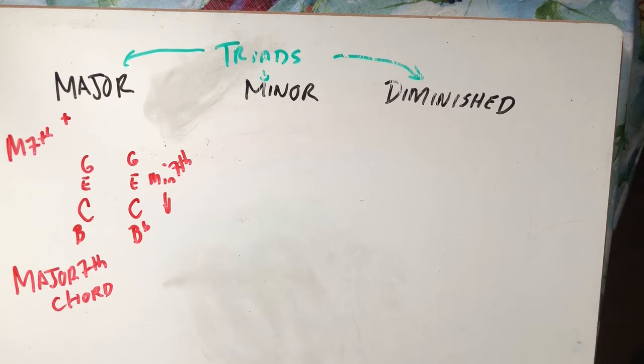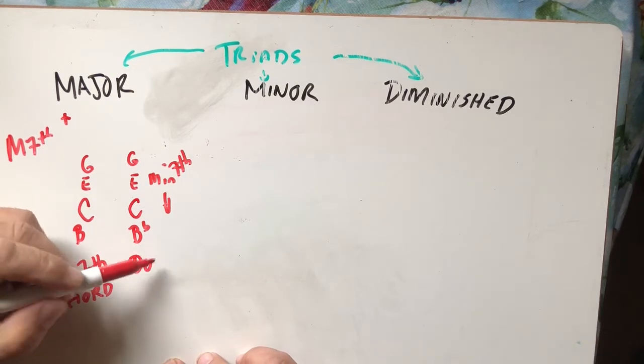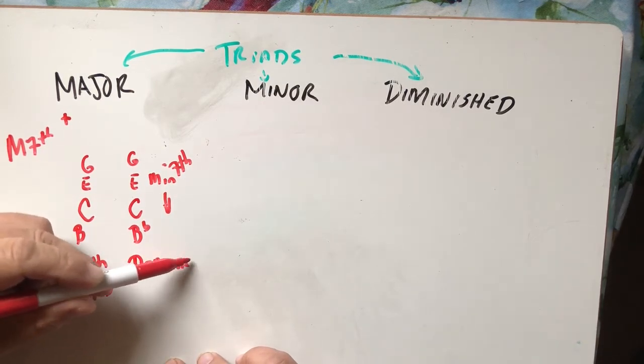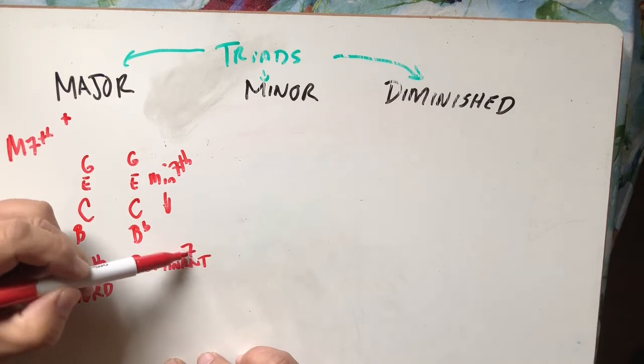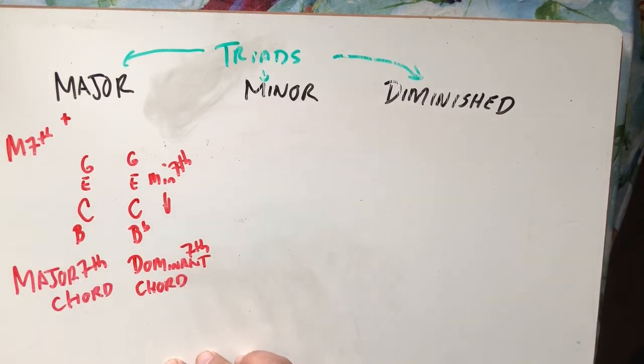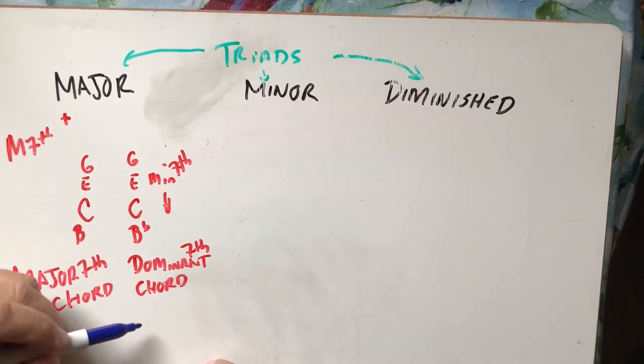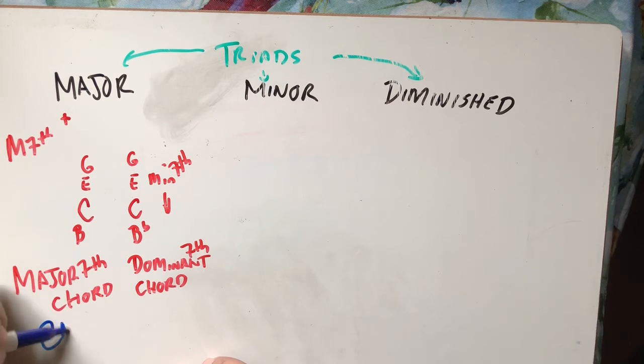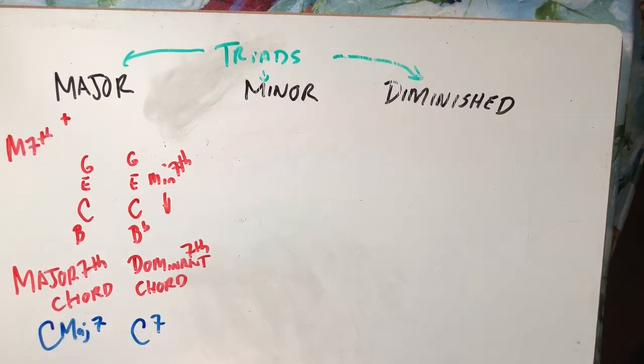Has another name, it's called a dominant 7 chord because it speaks to its function. So we call these dominant 7th chords. Now they have symbols for them. If you're looking at a chord chart or a lead sheet, you'll see a C and a large M or even an MAJ and a 7 right there. And here you would just see plain old 7 like that.